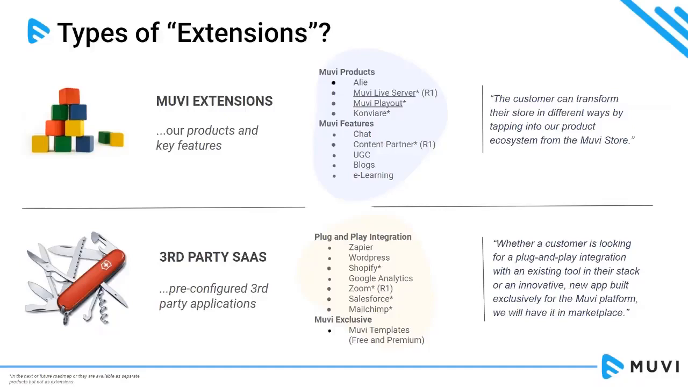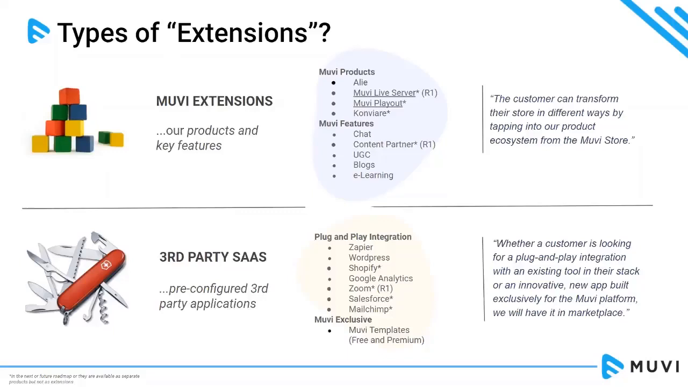It could be chat features, or features like end-user generated content, like the social media platforms that allow their end users to do a certain level of activity, like creating content, posting content, and so forth. So you could do a lot of things by leveraging our features and products which are extensions to the store.